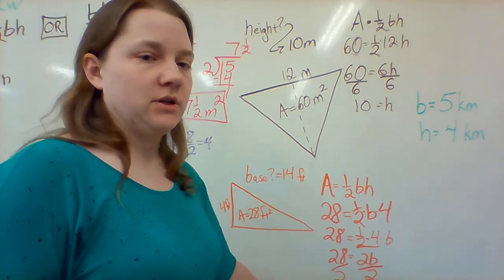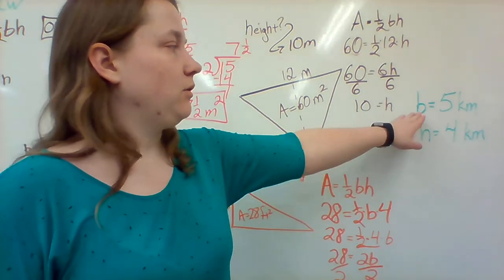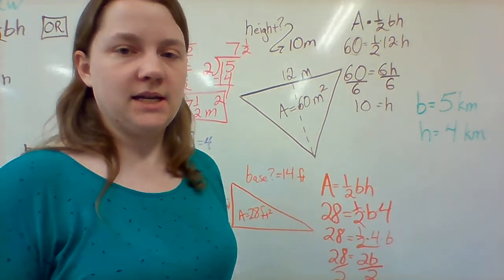What I would like for you to do on your homework is to find the area of a triangle with a base of 5 and a height of 4.